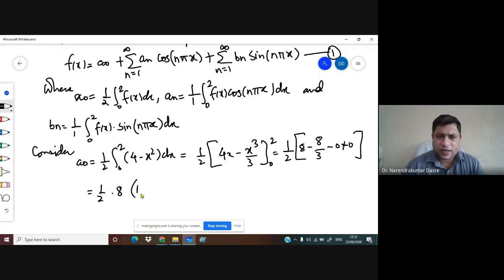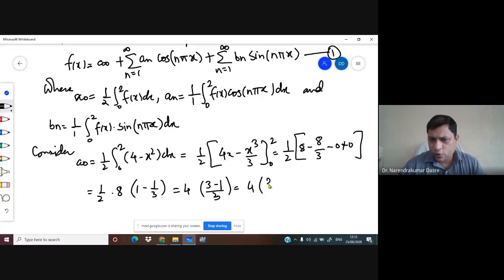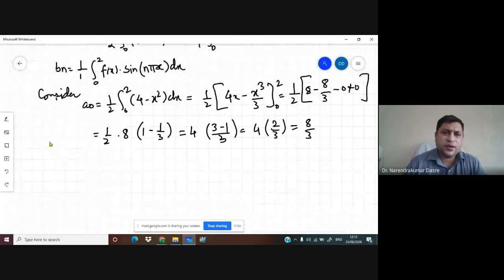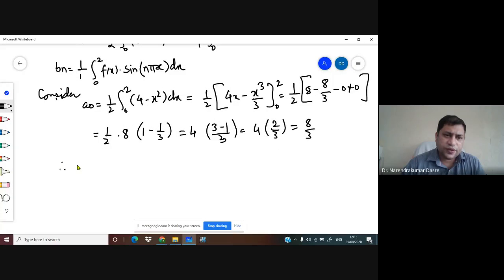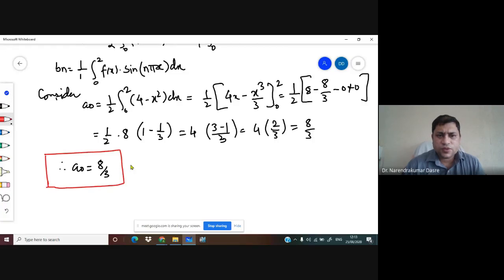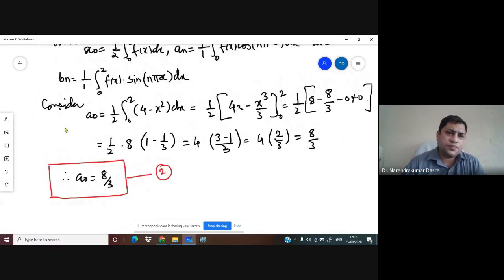So we got half. 8 I can have outside, and I'll have 1 minus 1 by 3. So this will become 4, and this will become 3 minus 1 by 3. So I'll have 4 into 2 by 3, so it is 8 by 3. And this way we are able to get the value of a0, which is 8 by 3. Let this be equation 2. Okay, so we got a0.